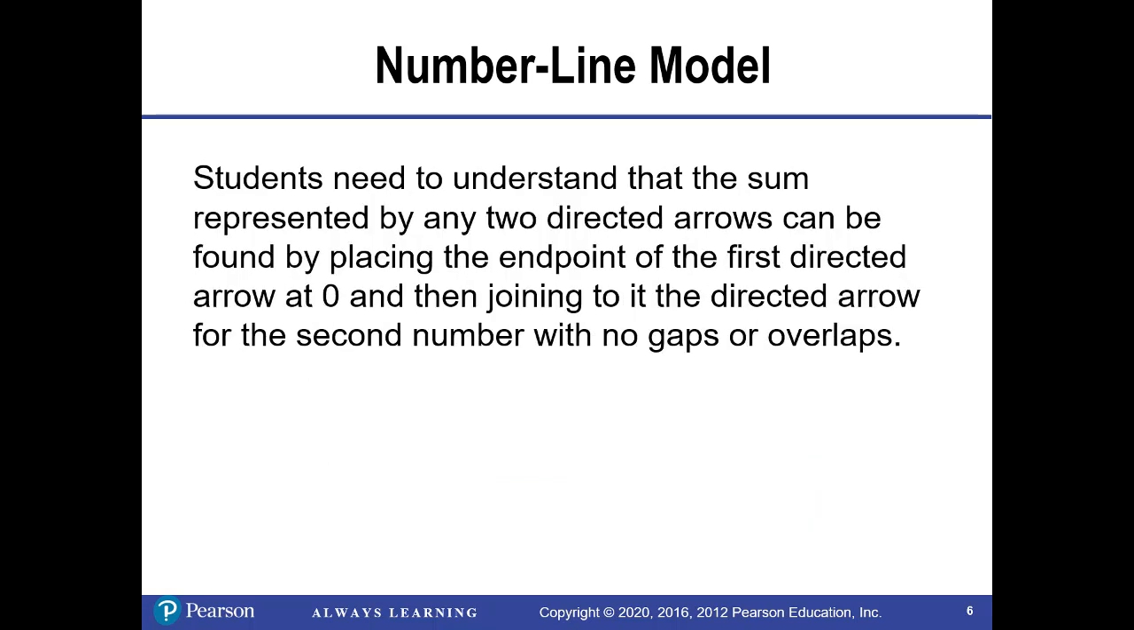So in this case, students need to understand that the sum represented by any two directed arrows, we might call those a ray in geometry, an arrow that has just one arrowhead on it, can be found by placing the endpoint of the first arrow at 0 and then joining it to the directed arrow for the second number. And there can't be gaps or overlaps. And we saw that on the screen. And then we can see what the sum of the number is.